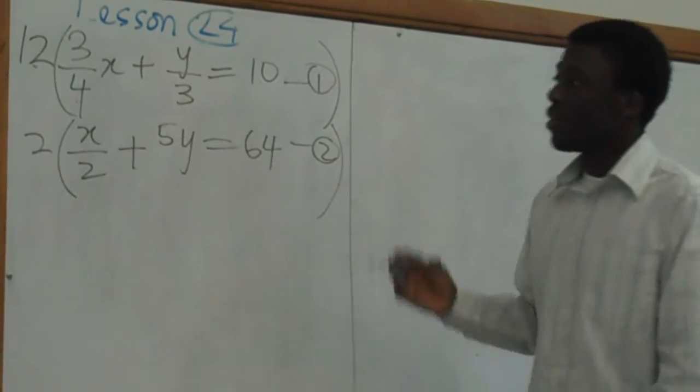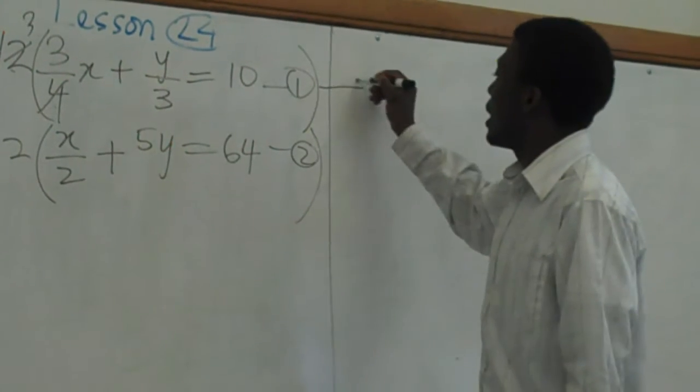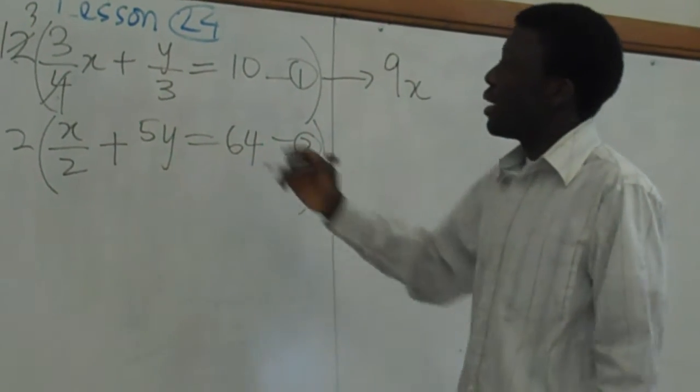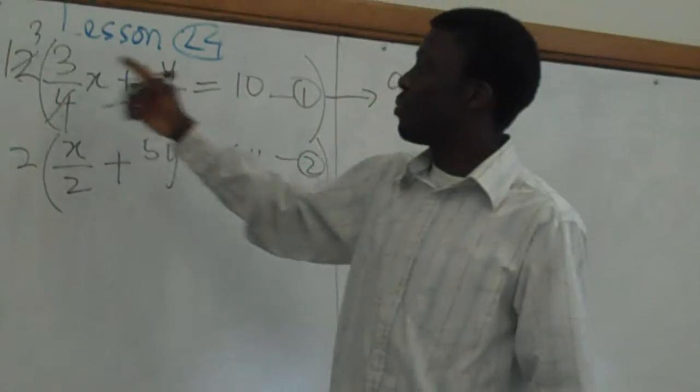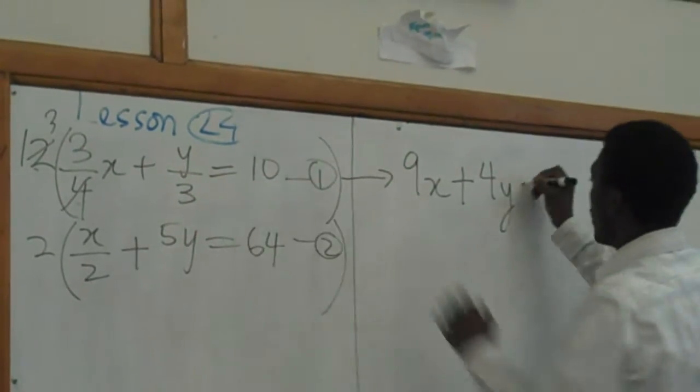The first term, 3 over 4 times 12, well, 4 goes into 12 3 times, and so we get 9x. The second term, y over 3, 3 goes into 12 4 times, and we get plus 4y. And then the next term is simply 120.